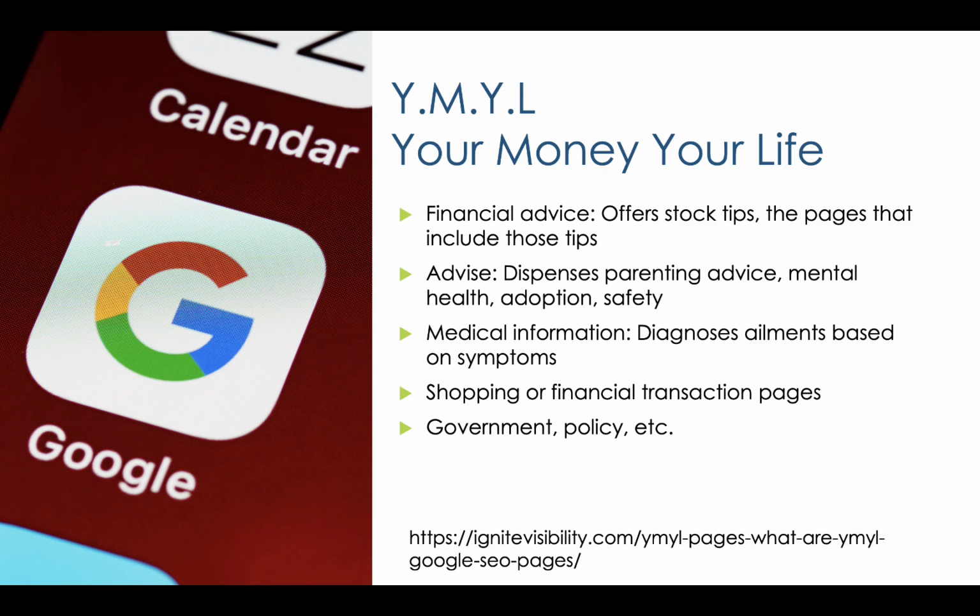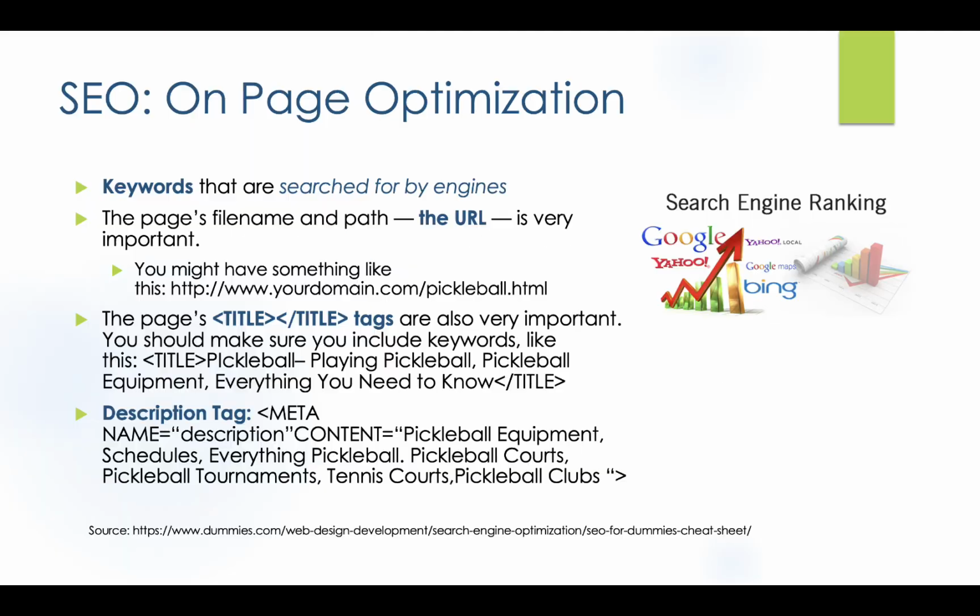Another is your money, your life. Now, your money, your life is really about those important decisions. Say, for example, you need medical advice, or maybe mental health, or adoption, safety, parenting advice. All of these, financial advice, all of these types of things have a special look at them. So make sure that if you are in any of these fields, you are following best practices, that you are following EAT, because they have a special look at them.